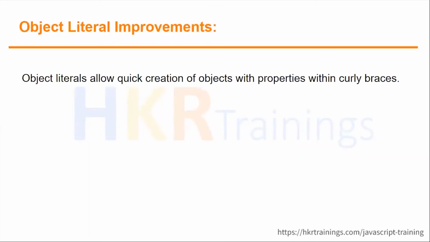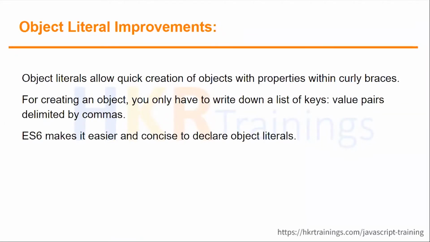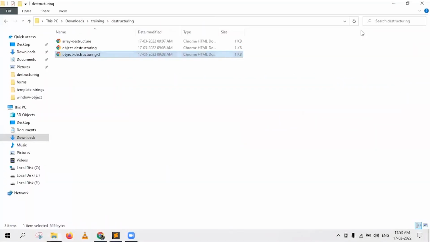So this is object literal improvements. Object literals allow the creation of objects with properties within curly braces. As I told you, let's say you have a requirement where you want to create a function, and inside the function you will be defining some variables, and within those variables you want to define a few more variables within curly braces. That is why object literals come into the picture. For creating an object, you only have to write down a list of key-value pairs delimited by commas. I can actually show you this.